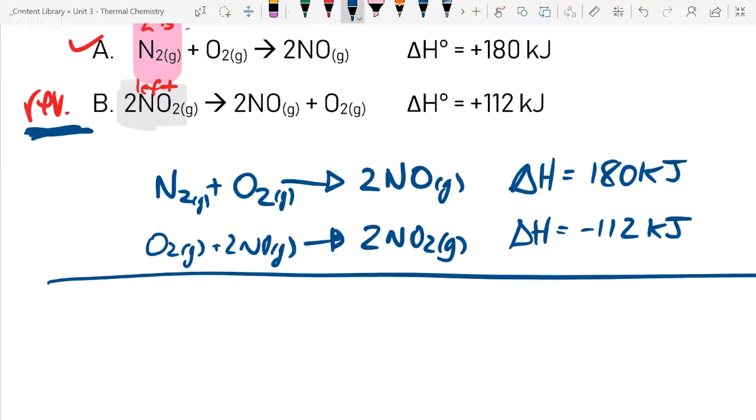And now when we go to sum these, I'll already show you a step skipper. I would just cancel in the addition line here. So I have 2NO on the left. I have 2NO on the right. Those cancel. Does anything else cancel? No. And what do I get?